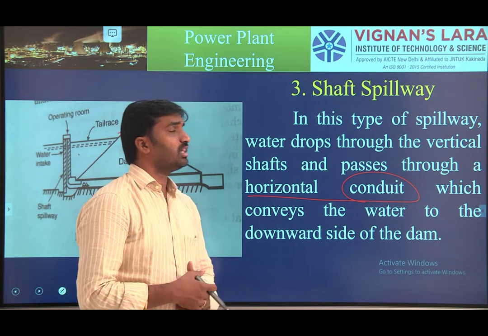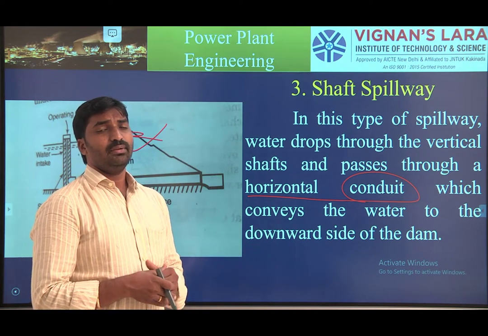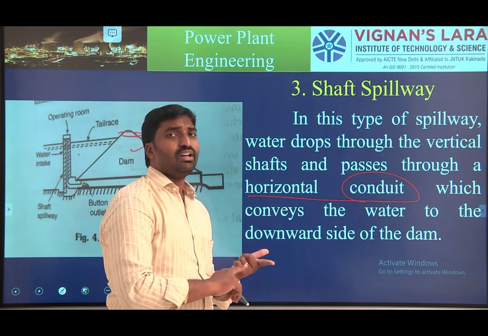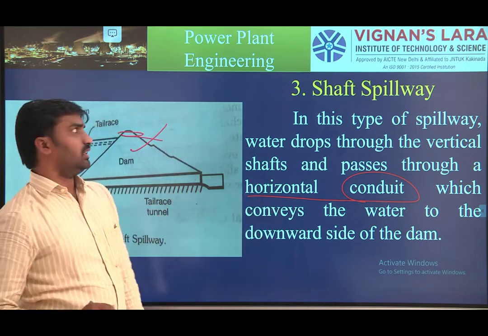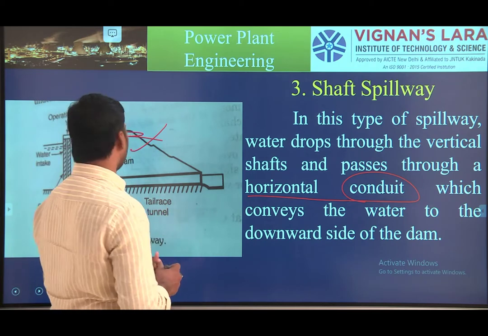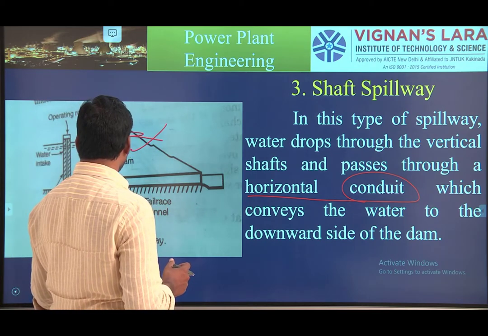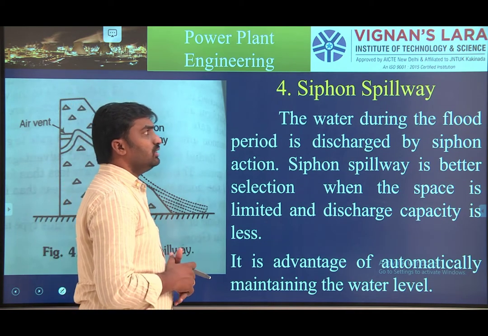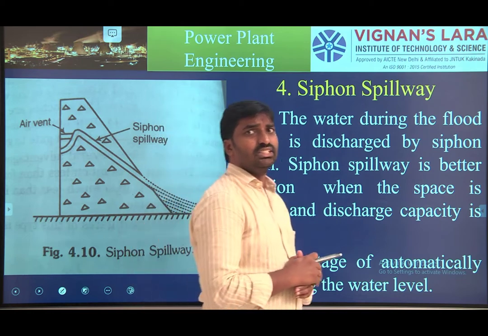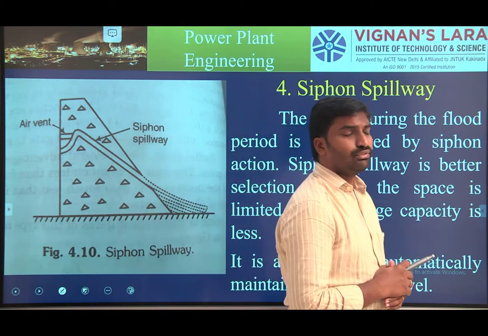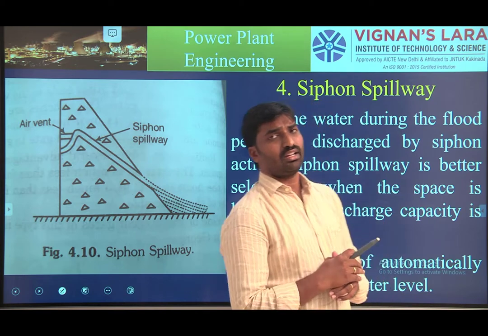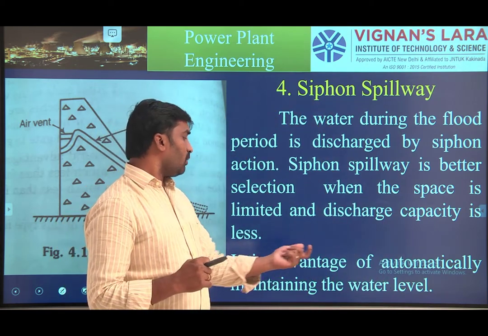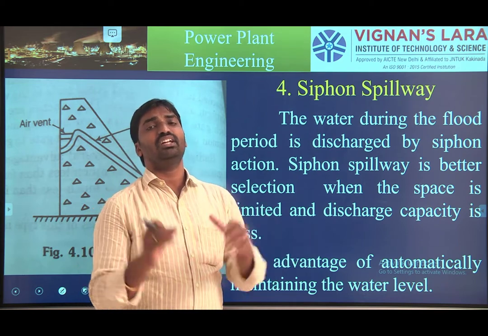Okay. So that's why most of the shaft spillways use a vertical shaft for removing the water and a horizontal conduit for passage of the water. Okay. So this is about shaft spillways. And the last one is the siphon spillway. So in most cases we use a siphon spillway. The siphon spillway gives a more accurate result when compared to the others, and it automatically maintains the water level within the reservoir.